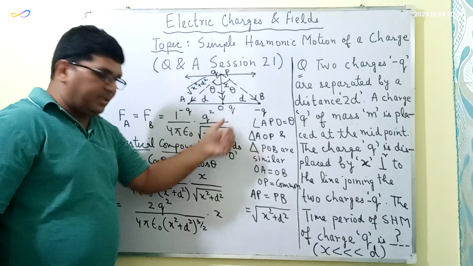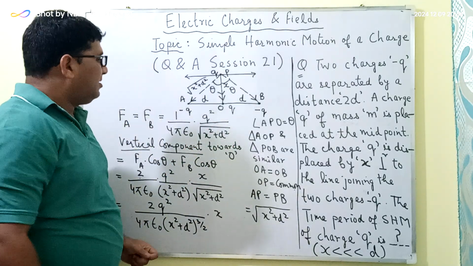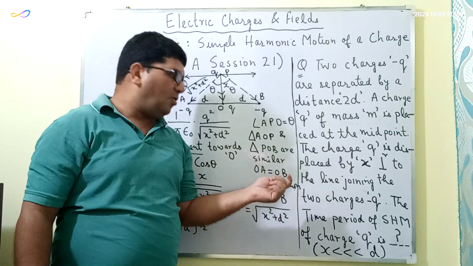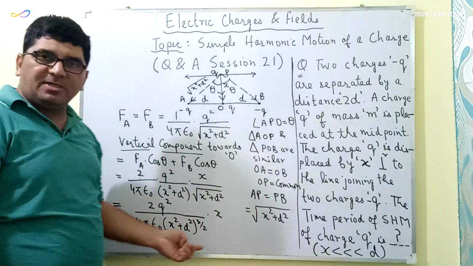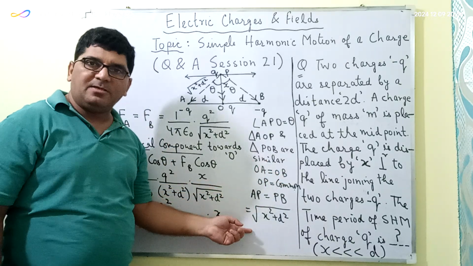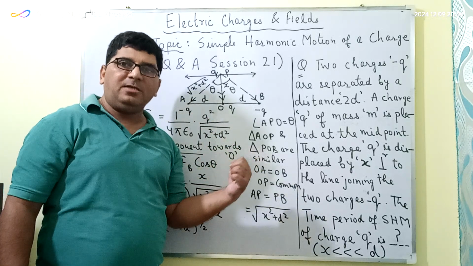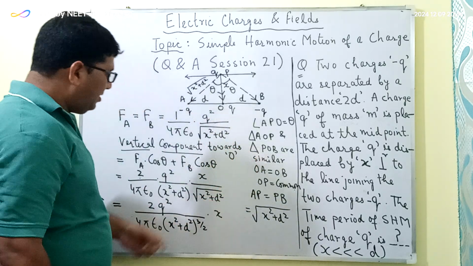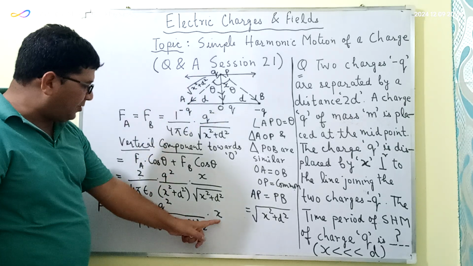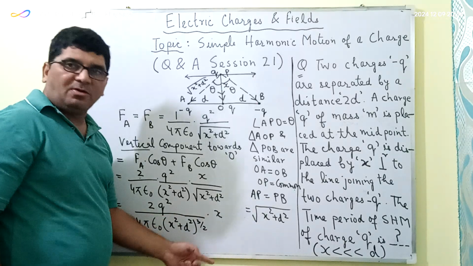towards its mean point. Now as per simple harmonic motion, a particle will execute simple harmonic motion only when the net force acting on it is directly proportional to the displacement, and the net force should be acting towards its mean position. So here in this case, the net force acting on the charge q should be directly proportional to x. Now we will see whether it is directly proportional to x or not.